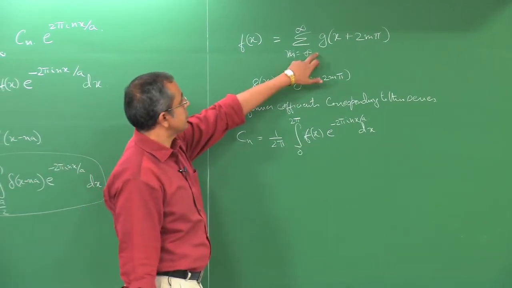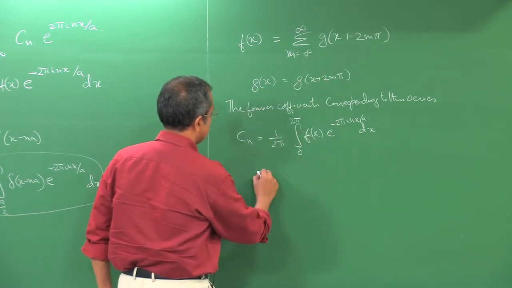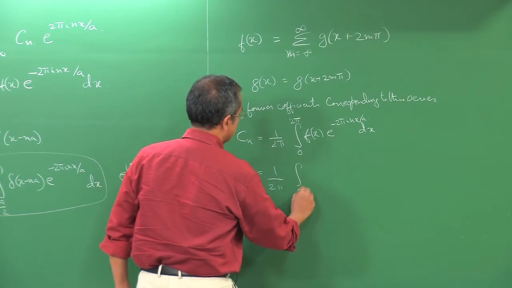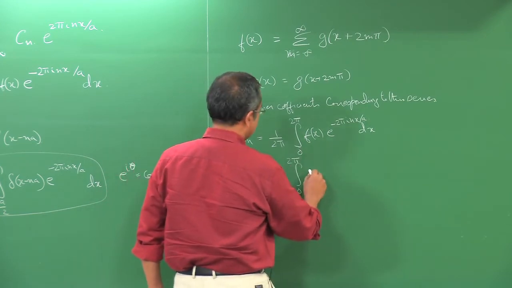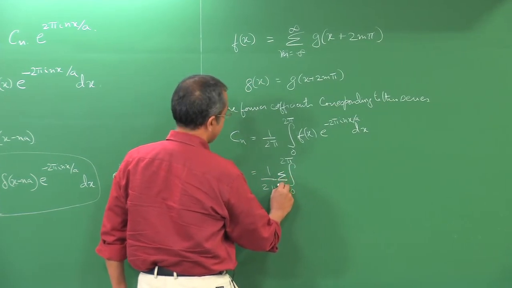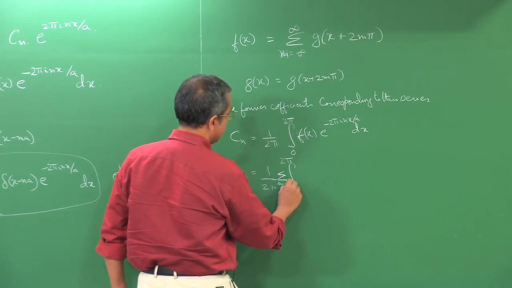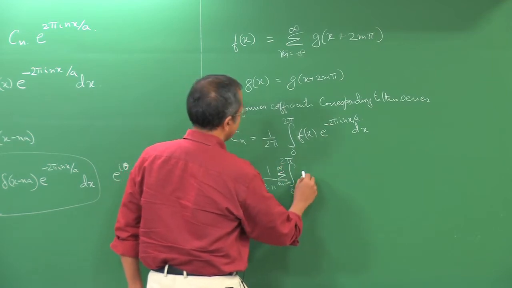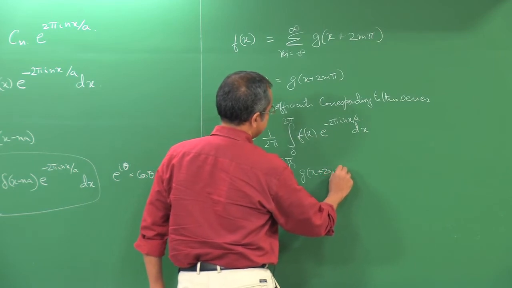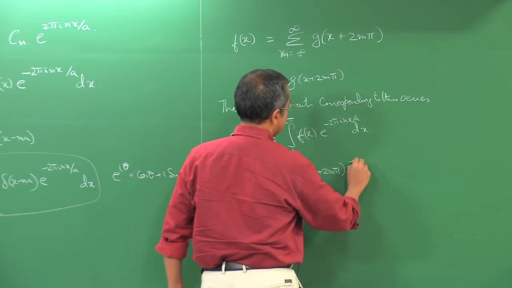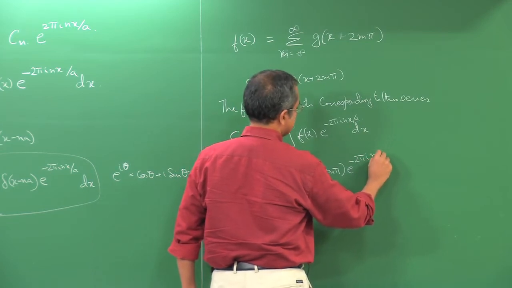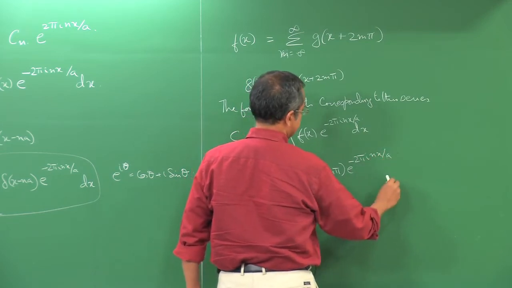This f of x is this term here. So, we are just going to put that here: 1 over 2 pi integral 0 to 2 pi, and there is a sum here. So, I just put the sum here, m going from minus infinity to plus infinity of g of x plus 2 m pi, e to the power minus 2 pi i n x by a dx.